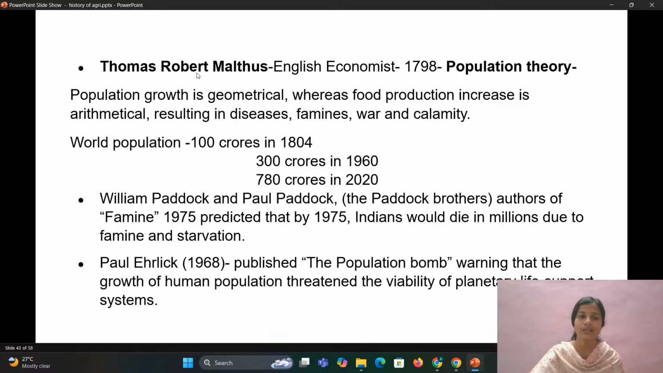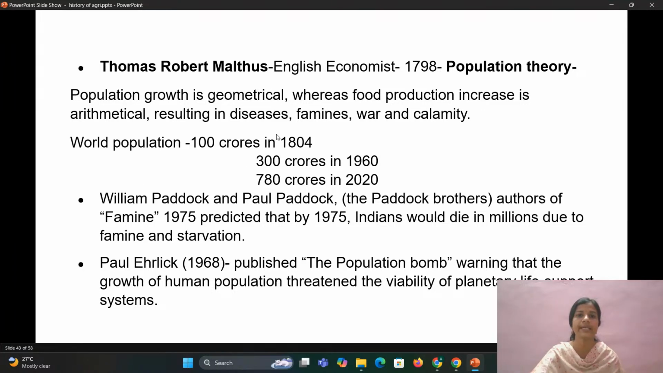So he proposed that population growth is geometrical. In his particular population theory, he said that population growth is geometrical, whereas food production can increase only in an arithmetic way. So this finally will lead to various famines, war, and calamity for food. In order to satisfy hunger, there will be a series of wars and calamities occurring for food.